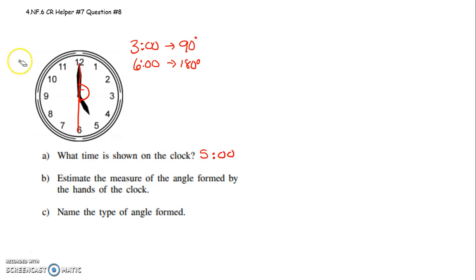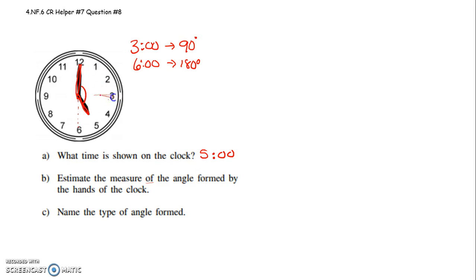Anyway, it's 5 o'clock. And the only reason I'm telling you that is because if I want this angle, I know it's an obtuse angle. So I know it's greater than 90, but it's less than 180. So I'm just trying to figure out about how much beyond 90. Estimate the measure of the angle formed by the hands on the clock.